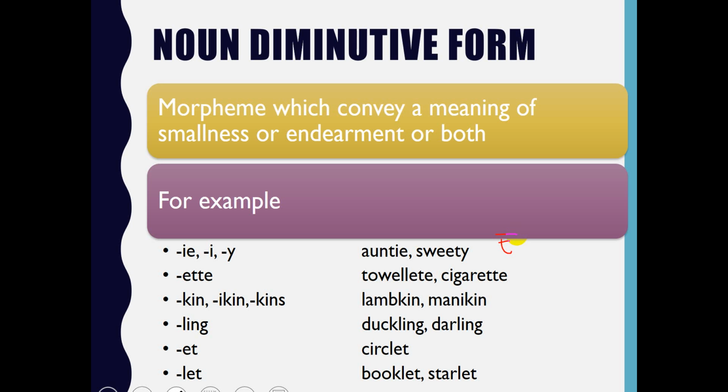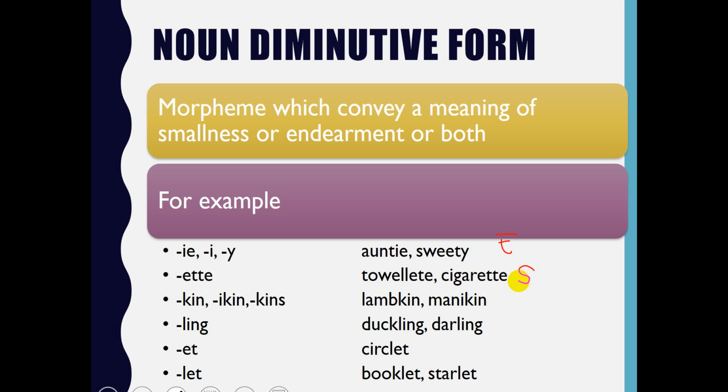Okay, endearment. And then ette in towelette or cigarette. This one is not endearment but smallness. Towelette is the small towel. So the big one is called towel, the small one is called towelette. Cigarette is from the word cigar. Cigar is the big one. You know, a cigar is usually longer and bigger. Cigarette is the smaller one. So from the word cigar, they add ette, which means smallness, and it becomes cigarette.